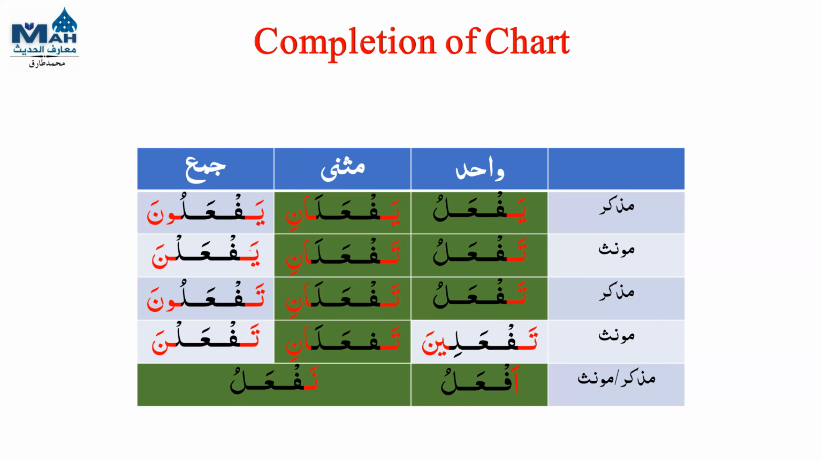Khalas. Now what we've done. With the Jam'a Salim, we brought 1 waw and noon. It is for Jam. And for this Jam' Muzakkar, we brought waw and noon. Okay. And for Muannas, we brought a single noon, and here also ya and noon for Wahid Muannas Hazir. So our chart is complete.